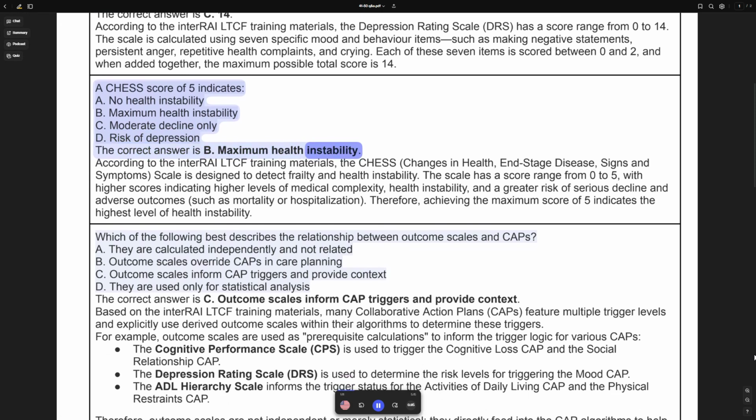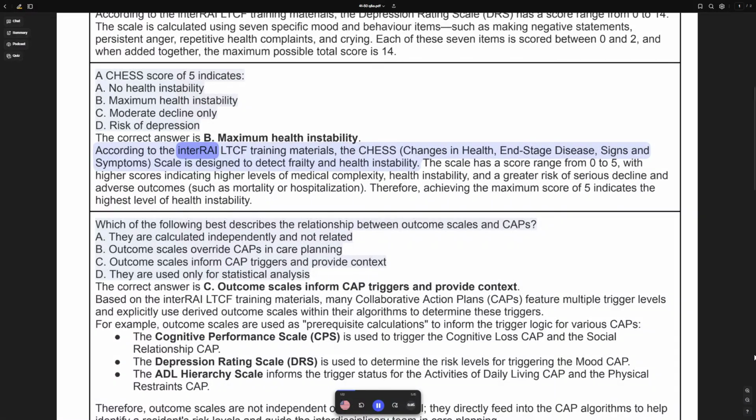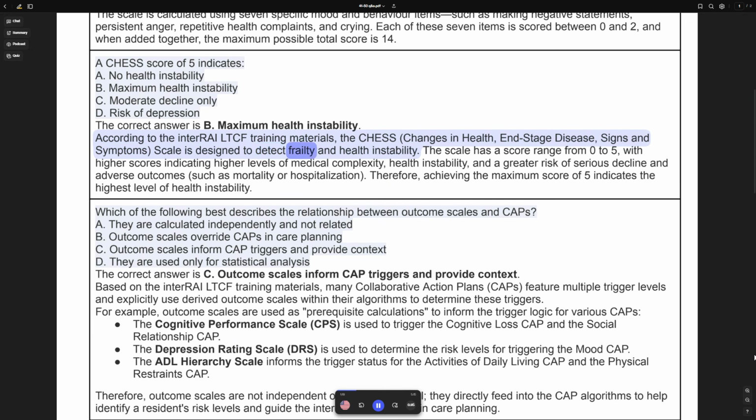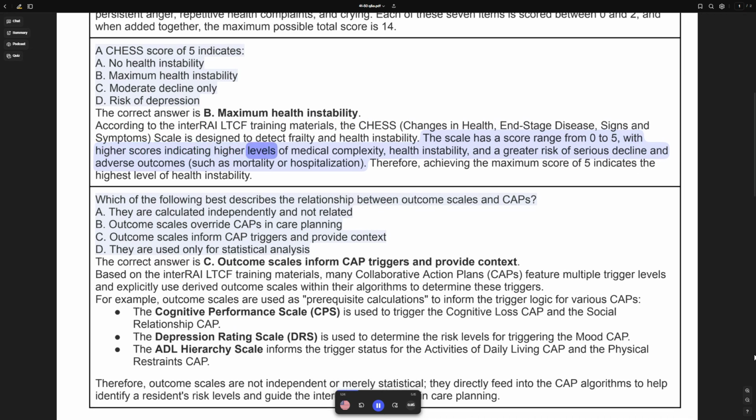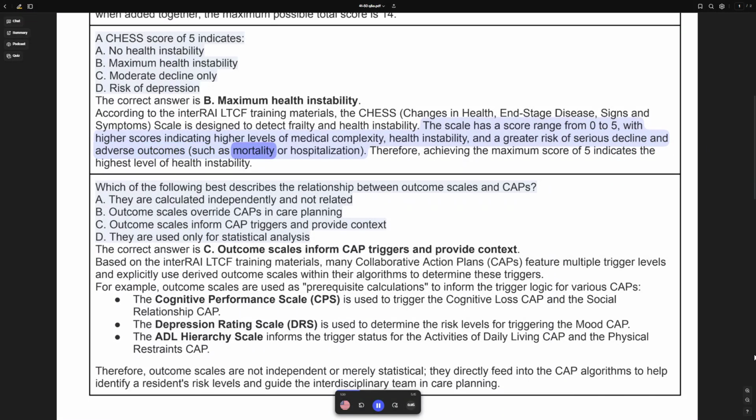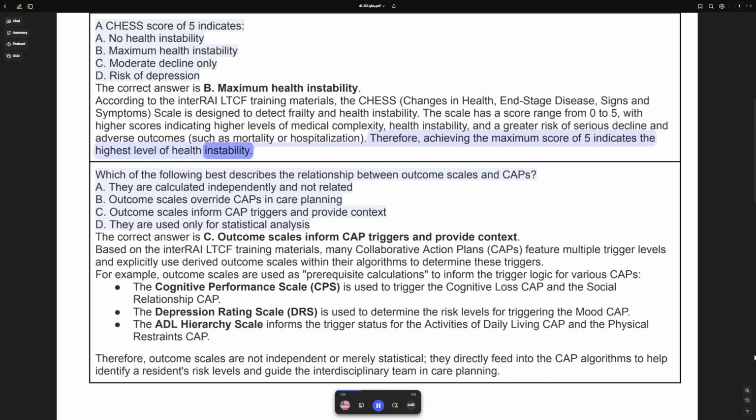Maximum health instability. According to the interRAI LTCF training materials, the CHESS, Changes in Health, End-Stage Disease, Signs, and Symptoms, scale is designed to detect frailty and health instability. The scale has a score range from 0 to 5, with higher scores indicating higher levels of medical complexity, health instability, and a greater risk of serious decline and adverse outcomes, such as mortality or hospitalization. Therefore, achieving the maximum score of 5 indicates the highest level of health instability.